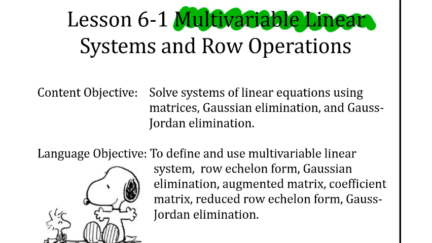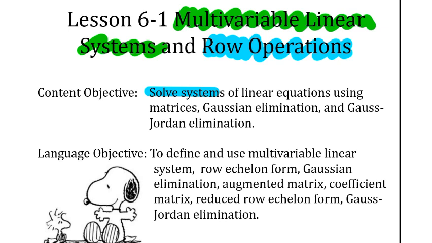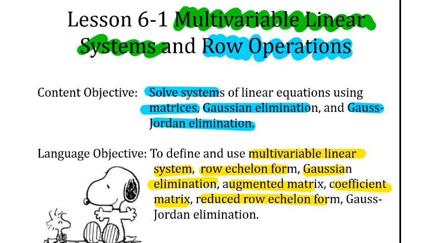Alright, today we're doing multivariable linear systems and row operations. And we are going to solve systems of linear equations using matrices, Gaussian elimination, and Gauss-Jordan elimination. We have multiple different vocabulary words: multivariable linear system, row echelon form, Gaussian elimination, augmented matrix, coefficient matrix, reduced row echelon form, and Gauss-Jordan elimination.